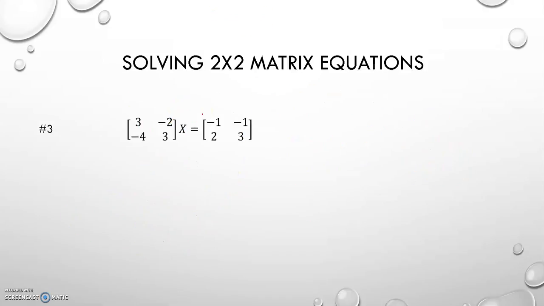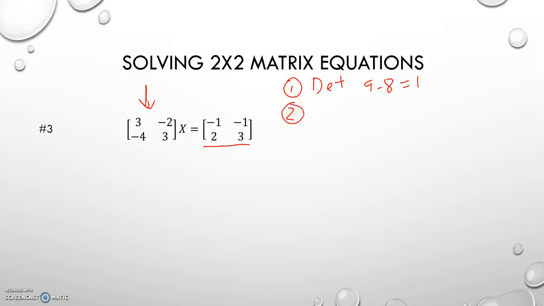Let's try this on a little bit bigger of a scale. Same thing as before, except this time we end up with a 2 by 2 matrix instead of a 2 by 1 matrix. And so again, we want to get rid of this matrix, so we're going to have to find the inverse. The first step again is to find the determinant, and the determinant is going to be A times D, that's 3 times 3, which is 9, minus B times C, well that's -4 times -2, which is +8. 9 minus 8 is 1.